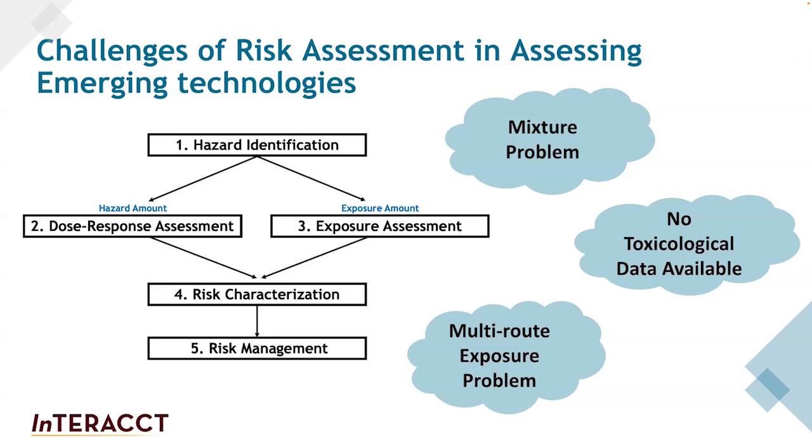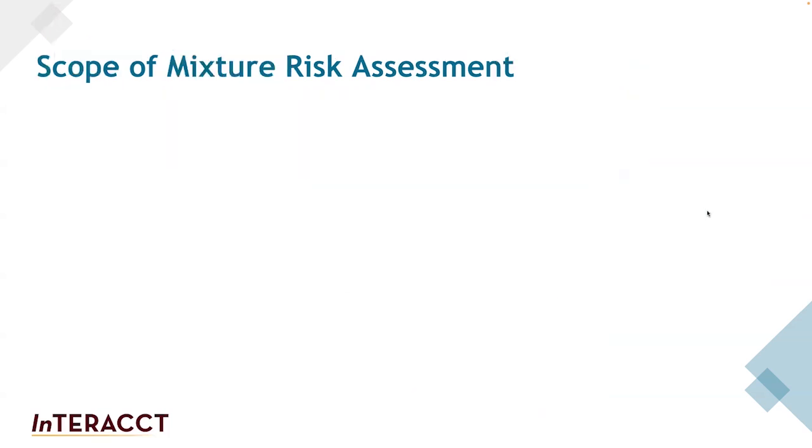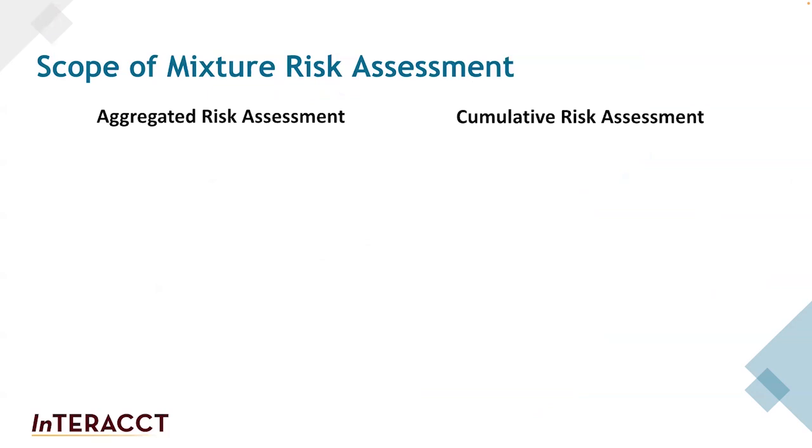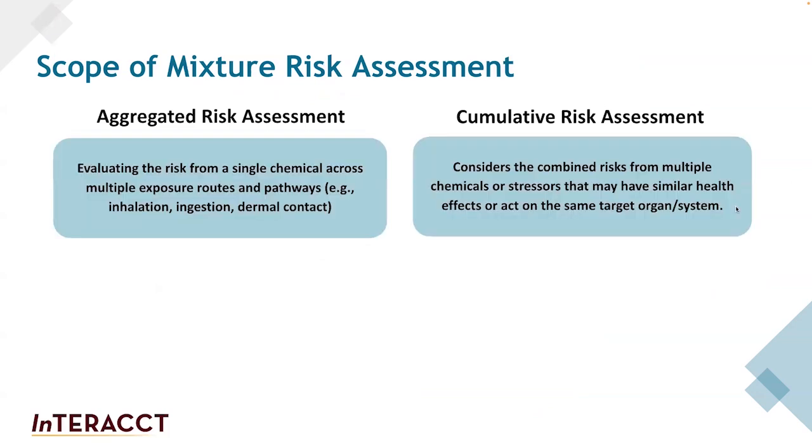Here, we break down the two main approaches to mixture risk assessment, aggregated and cumulative. Aggregated risk assessment focuses on a single chemical and evaluates its risk across multiple exposure routes, like inhalation, dermal contact, and ingestion. This is important when one chemical is present in various forms or tasks and reaches the body through more than one pathway. Cumulative risk assessment, on the other hand, looks at the combined risks from multiple chemicals or stressors that have similar health effects or target the same organ system. For example, two different chemicals may both affect the respiratory system and need to be considered together.